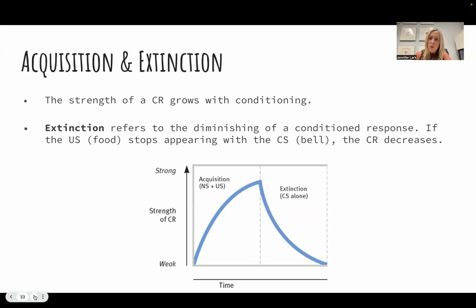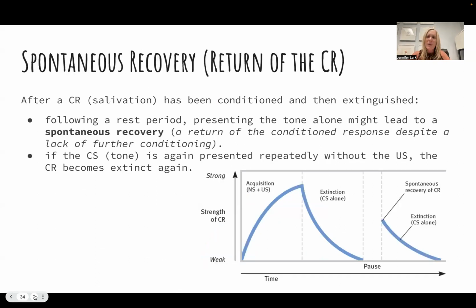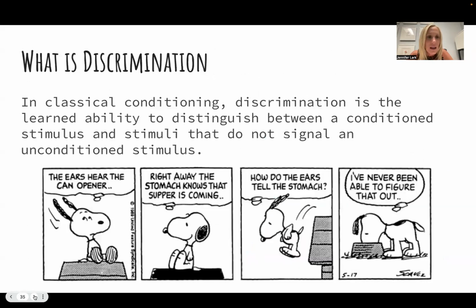So we have acquisition, which refers to learning that the two stimuli are paired together. We have extinction, which refers to learning that they're no longer paired together, and then there's no longer that conditioned response. We also have something interesting called spontaneous recovery. In Pavlov's experiments, once he extinguished the drooling response in the dogs, every once in a while when he would ring the bell, the dog would drool. And he's like, what is this about? So he called it spontaneous recovery, that following a rest period, presenting a bell or a tone alone might actually lead to a return of the conditioned response despite a lack of further conditioning. But eventually that response is going to extinguish if you don't continue to pair the stimuli together. Lastly, we're going to talk about discrimination and generalization.